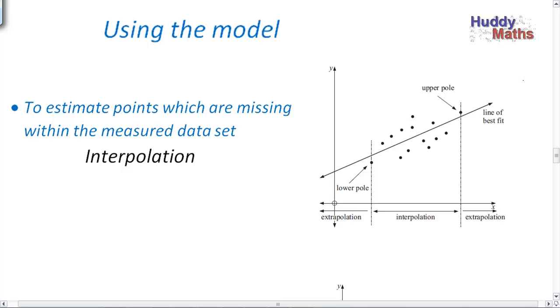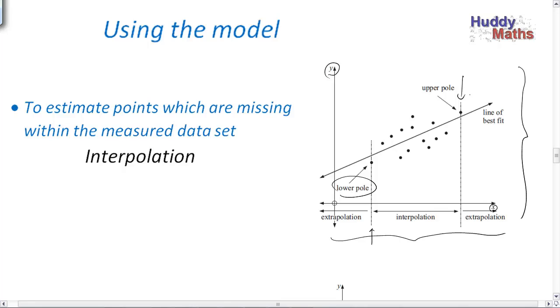First of all, let's look at this diagram from Mays and Harris. Here we have the independent variable. Here it was mass, we're just calling it x here, and this was length of the spring. Okay, so here's our data set. We measured from here, and they're calling this the lower pole and the upper pole of our data set.